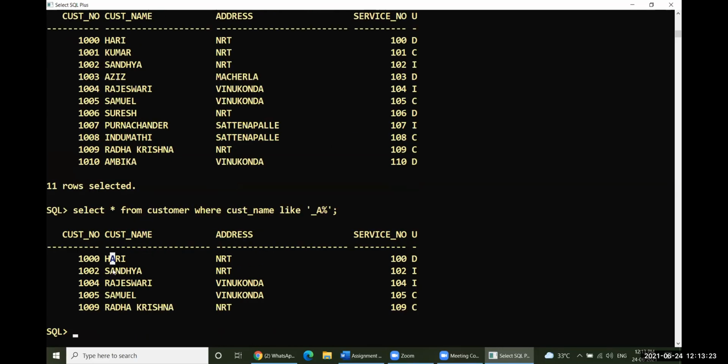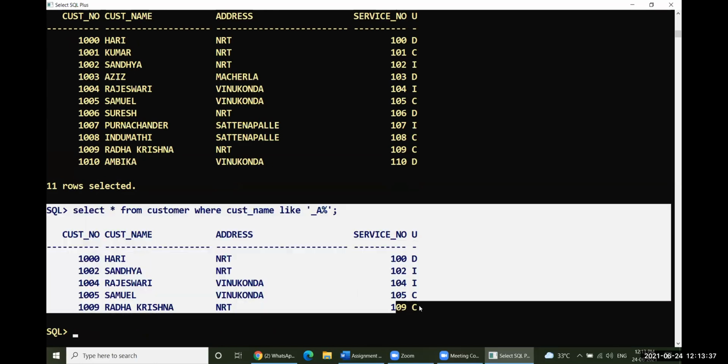So A as the second character here. I am selecting this particular second character. Please observe this one. In this way, we have to select this particular data here. Now, let me copy this one somewhere else.